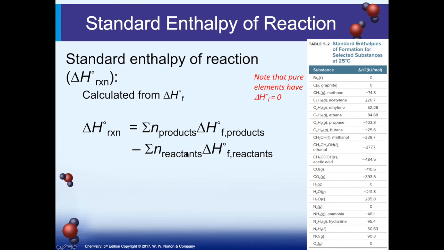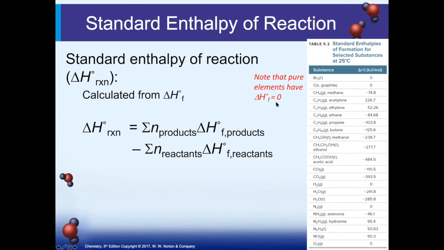And then I'm going to subtract from that the same thing for the reactants. So I look up all the delta H's of formation of the reactants, and I add those together, multiplying by their balancing coefficient. And so I subtract that total from the total for the products. So it's products minus reactants, products minus reactants. Drill that into your brain. But again, this equation is on your equation sheet. You just need to know when to use it and how to use it.